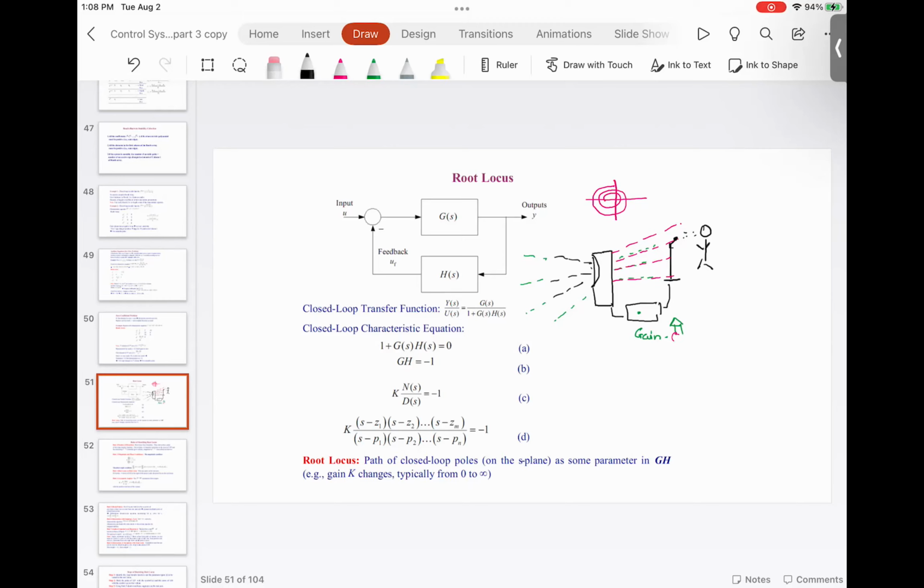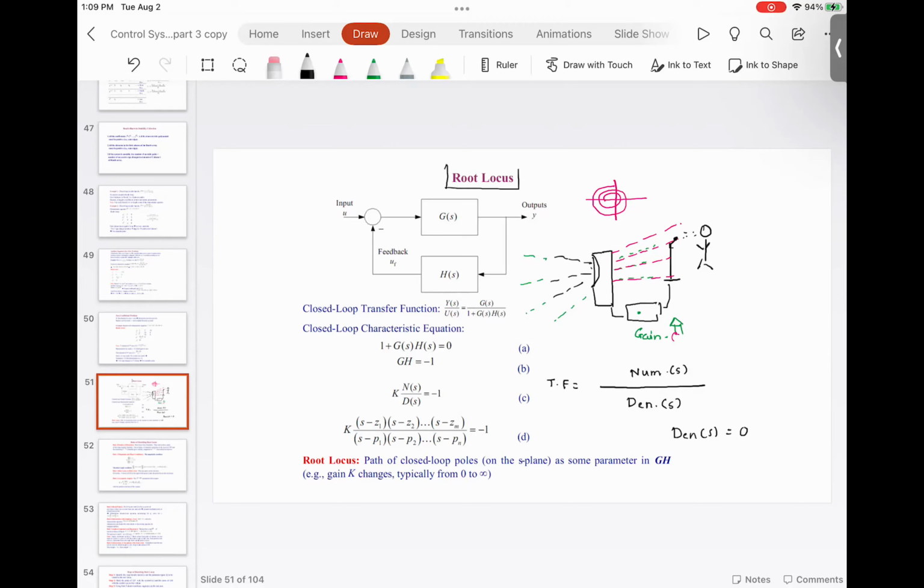If you look at the fundamental principle, we talked about the transfer function. The transfer function has a numerator and a denominator. The system would become unstable for a certain value of s if the denominator becomes zero, which means the system response would become infinite. So the question we need to address is, what is the value of the gain that makes this system unstable? For that, we are going to use this technique, which is called the root locus.